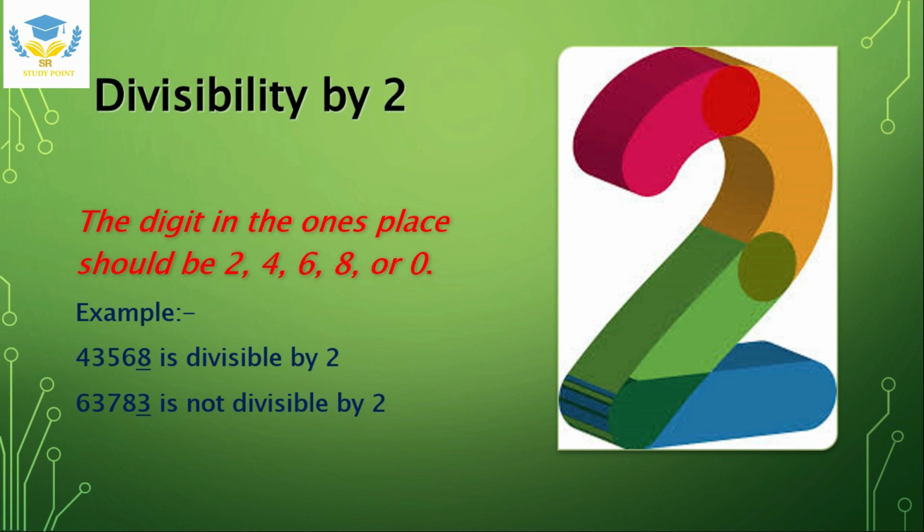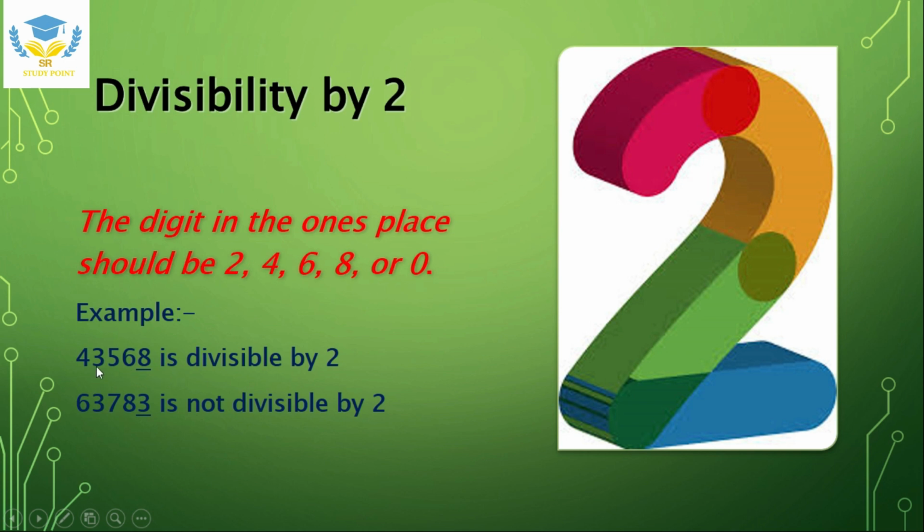First of all, let me tell you the divisibility rule by 2. The digit in the ones place should be 2, 4, 6, 8 or 0. That means while checking whether a particular number is divisible by 2, we just have to check the last digit, the digit in the ones place. It should be 2, 4, 6, 8 or 0. If it is anything other than these, that means the number is not divisible by 2.